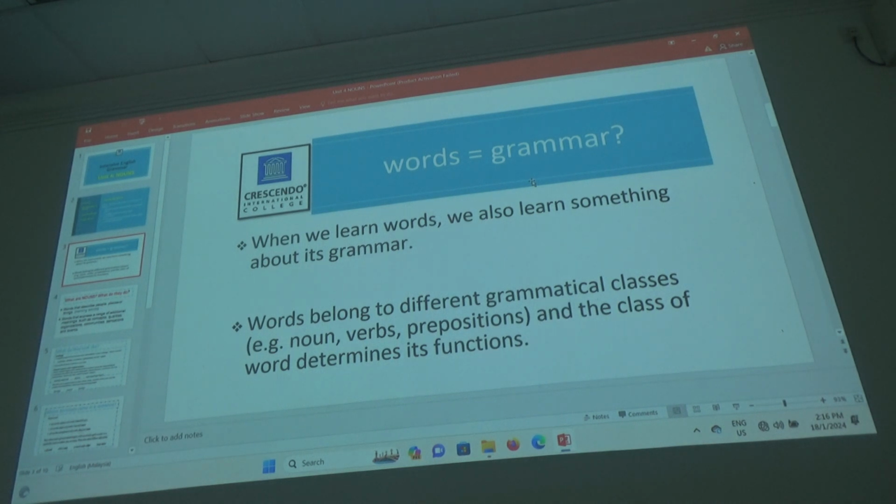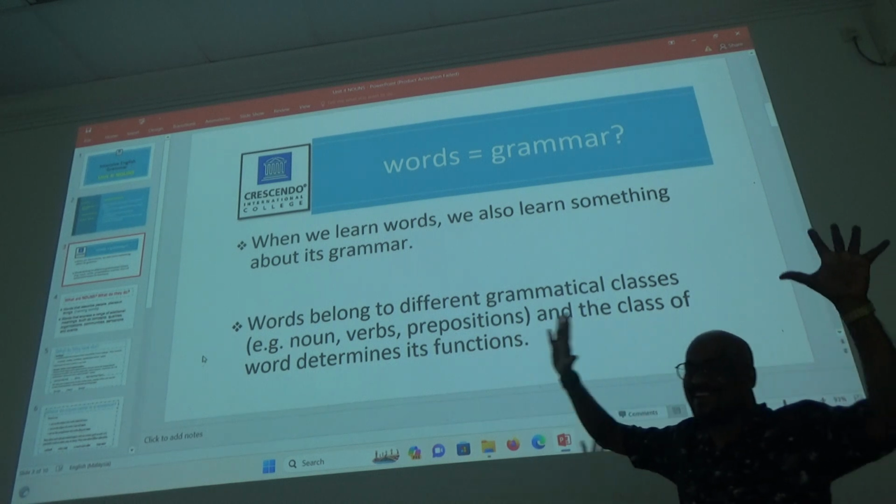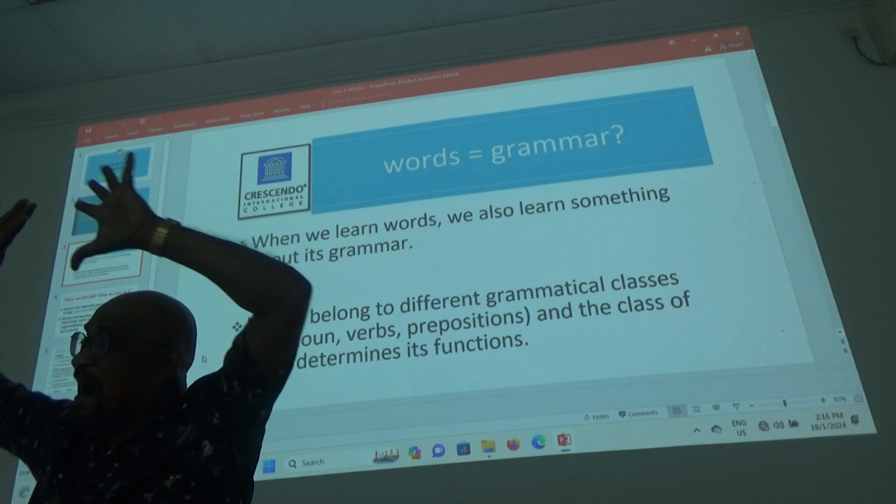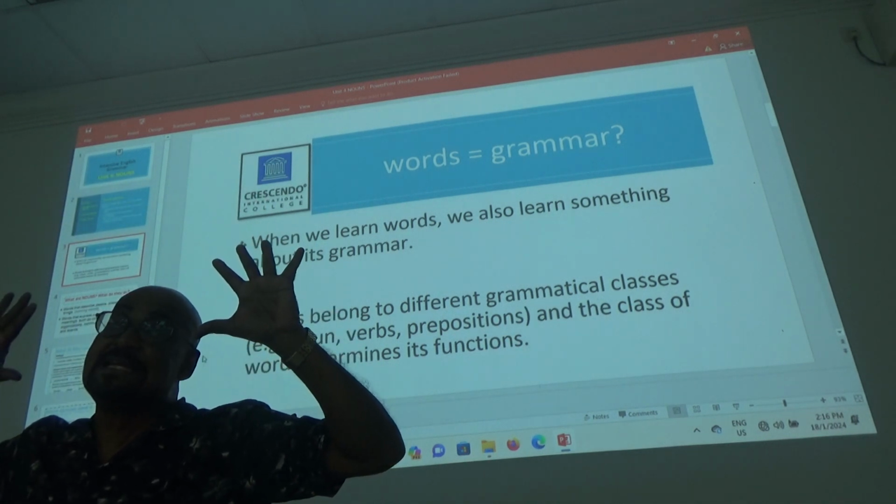Okay, just before we go deeper into nouns, when we learn words, we also learn something about its grammar. Words belong to different grammatical classes. You all know that, right? The different types of words and their classes. Nouns, verbs, prepositions, whatever. Remember? You remember from last semester, what is the first thing we learned? Parts of speech.